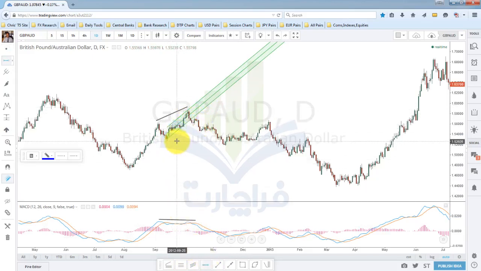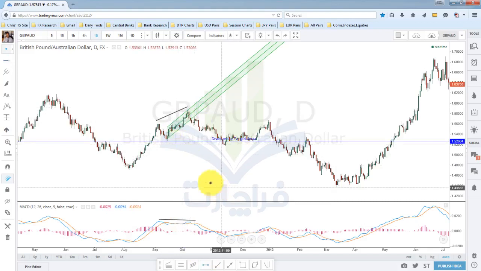But look at the divergence target area, which is right here. And look at where the market came right down to. This is a daily chart. And this can give you a good idea of a direction to trade intraday or medium term.